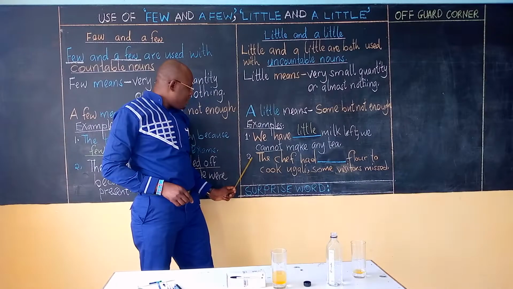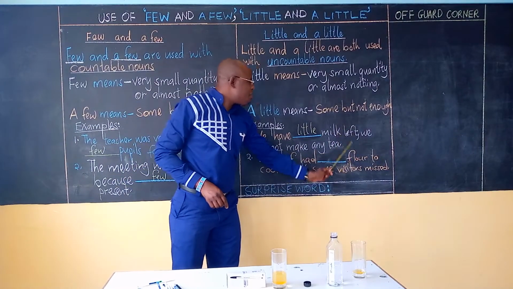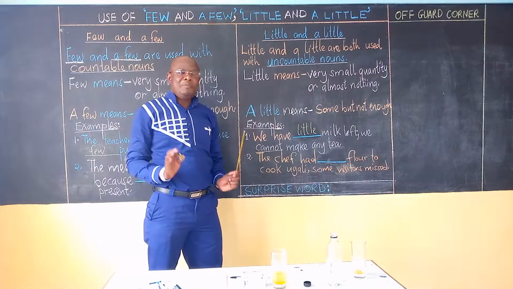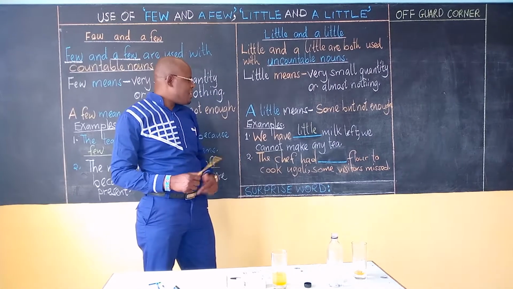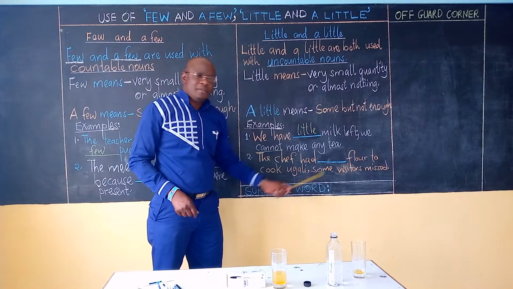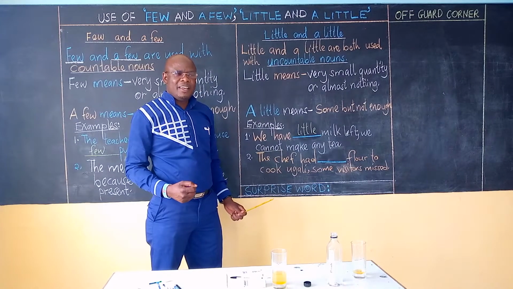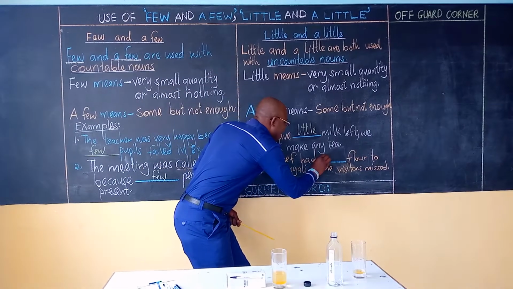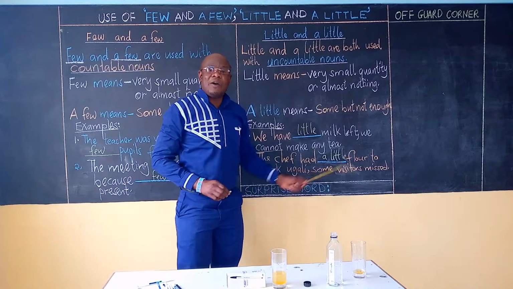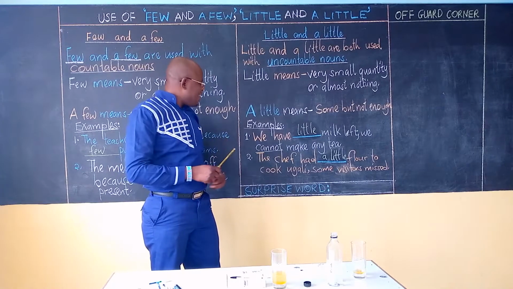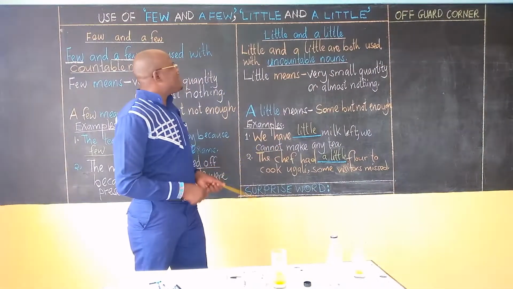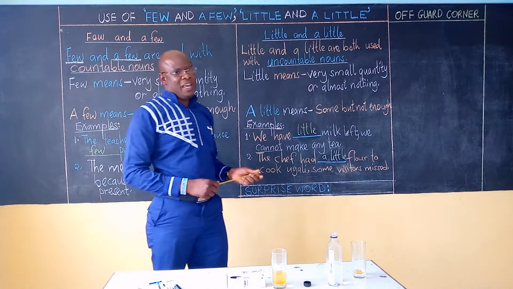Number two, the chef had dash flour to cook ugali. Some visitors missed. The first understanding you need to have is that ugali was cooked by the chef. But it wasn't enough. Some missed. Meaning, the chef had a little flour to cook ugali. Now you understand the correct use of the determiners that I have here on my board.